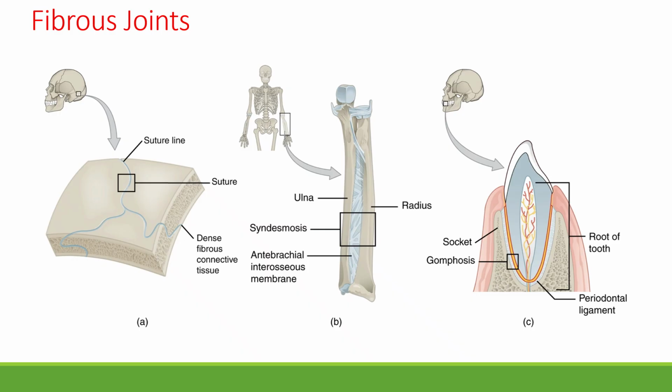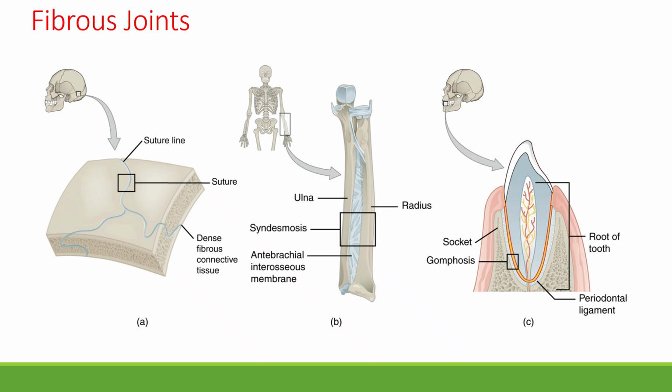A syndesmosis in the middle is where you've got a sheet of tissue or a band of tissue. You see this with the radius and the ulna, which is what we have there in that little blue area that's in the box. That's the fibrous connective tissue that's holding those two bones together. And then finally, a gomphosis is what we see with the tooth.